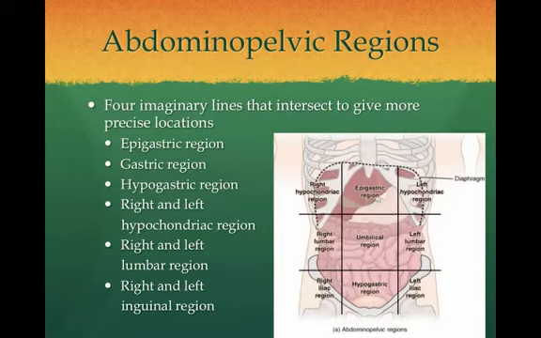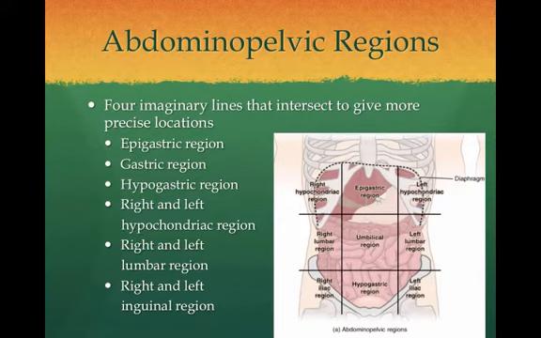The abdominopelvic regions are mostly used by scientists studying anatomy. 4 imaginary lines intersect to create 9 different regions that help to give more precise or specific locations. These regions include the epigastric region, the umbilical region, and the hypogastric region. The umbilical region surrounds the navel. The epigastric region is above the umbilical region, and the hypogastric region is below the umbilical region.